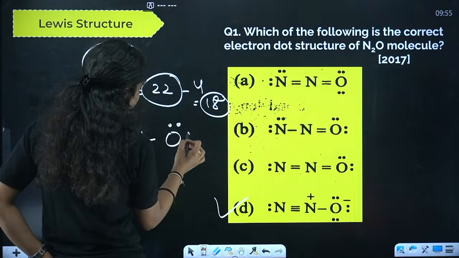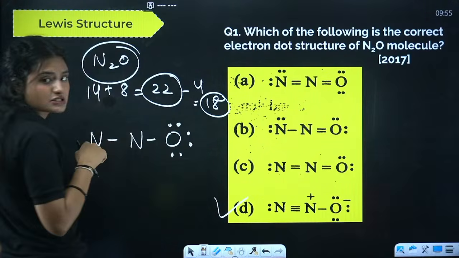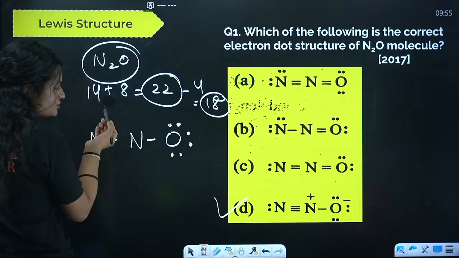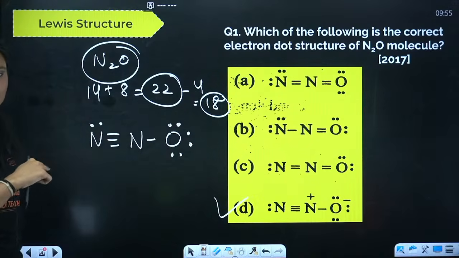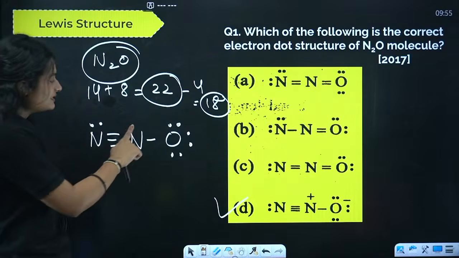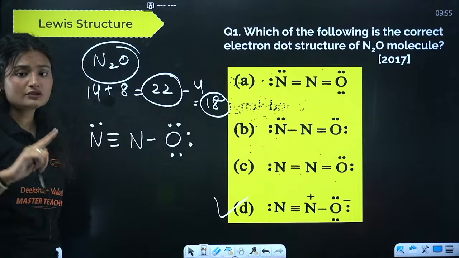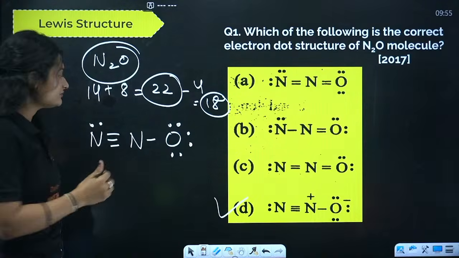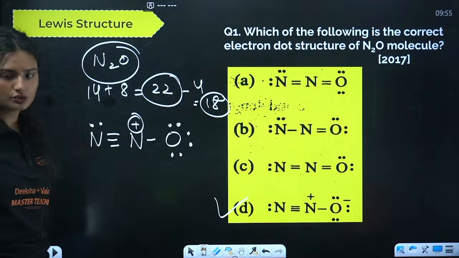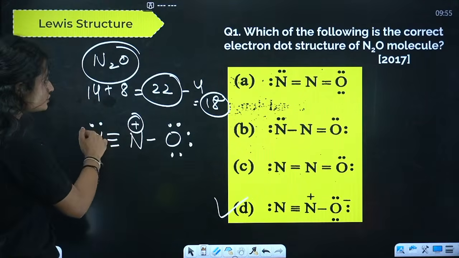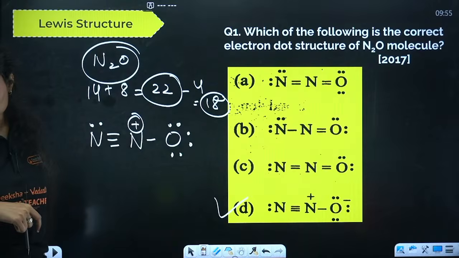So I'll start with oxygen. 6, 7, 8. Oxygen's octet is complete. Nitrogen has one lone pair and it forms up to 3 bonds. This nitrogen can only form 3 bonds, right? After that it will have a positive charge because it donated its lone pair of electrons also. So this is the correct structure. You can count also, electrons will be 22 electrons.